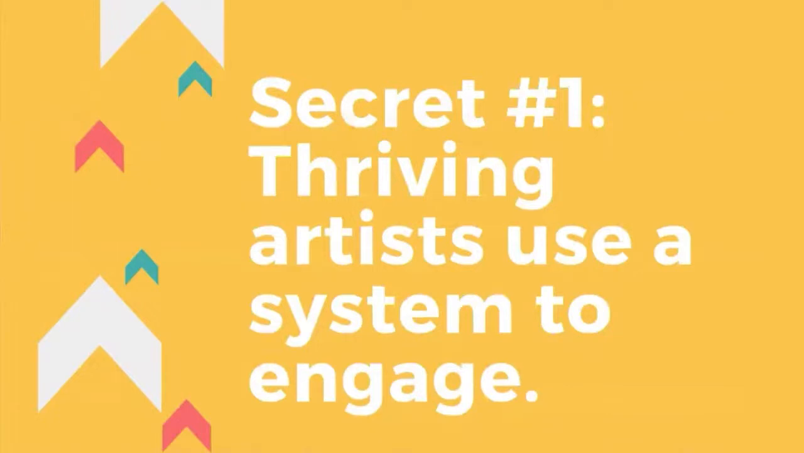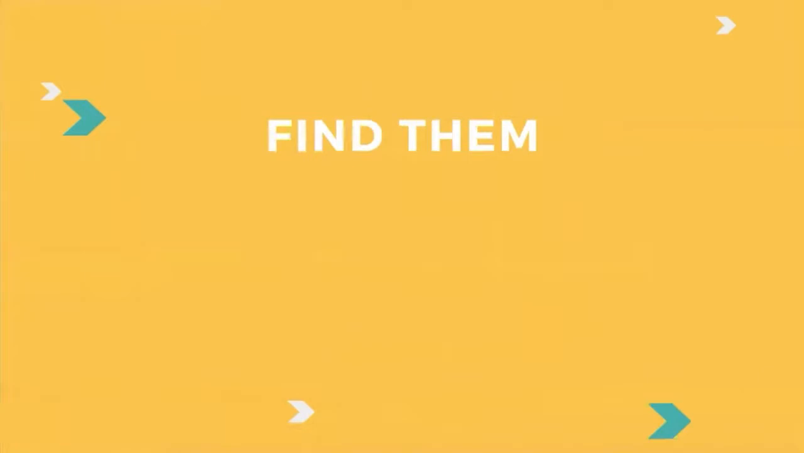Well, the secret is that thriving artists use a system to engage. They don't just throw a website up and wait for people to come. They reach out and go find their ideal customers. They go look where their ideal customers hang out. And then they engage and start conversations, and they begin to have that relationship building. So you've got to go find them. Where do you find them? You find them in groups on Facebook and Instagram.